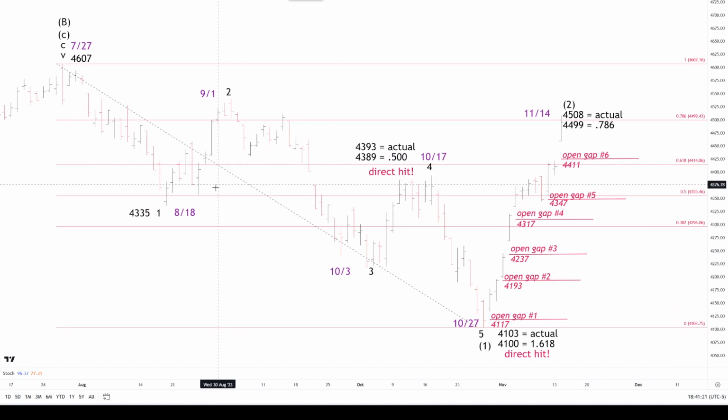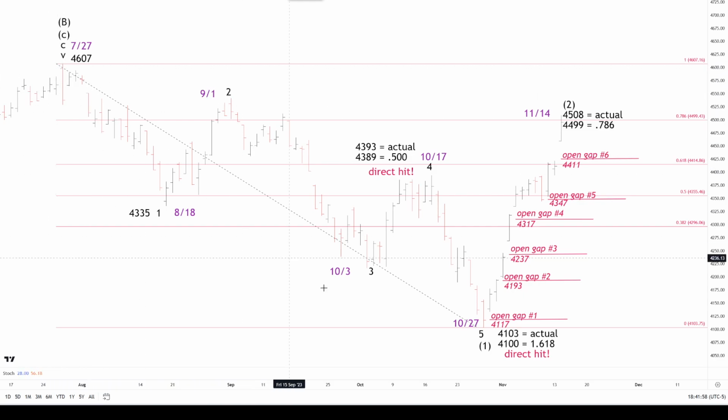Okay, we have a 1 down, a 2 up, a 3 down on October 3rd, a 4 up on the 17th, and then a 5 down to complete the larger degree wave 1. This was a near direct hit on our Fibonacci target of 4100, hit 4103. And the key thing here is the gaps. There are no fewer than 6 gaps. Usually you get 3, but we got 6, and it gapped up again today.